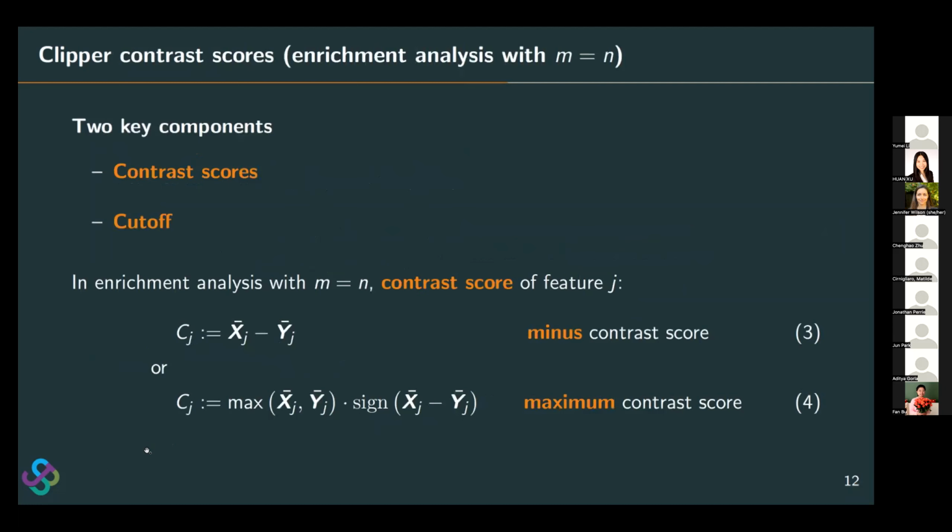So I will introduce two contrast scores for the enrichment analysis. The first one is the minus contrast score, which is just a difference in means between the two conditions. And the second is called the maximum contrast score, which is defined as the maximum of the two condition means times the sign of the difference in means. If we look at these two contrast scores, we will find that both are positive if the experimental condition has higher values compared to the background condition and negative otherwise. We also expect that the contrast score is higher if the feature is more interesting.